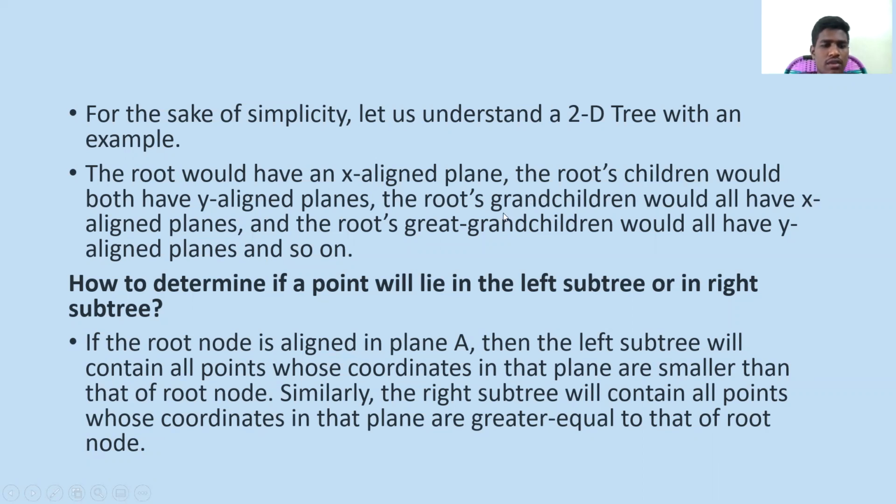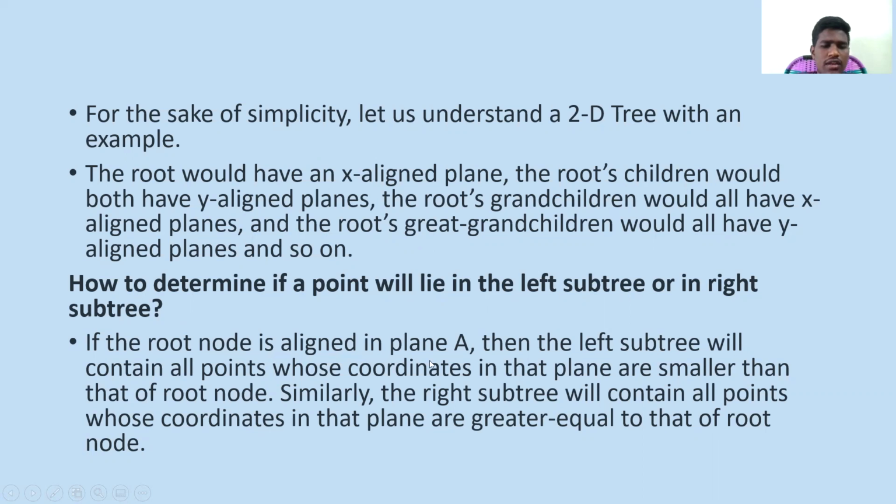Both have a y alignment plane, and their children would have the x alignment plane, and the great-grandchildren would have the y alignment plane. Similarly, as the tree grows, it alternates between x and y. How to determine if your point lies in the left subtree or right subtree? Here it is simple, same as the BST, that is, the binary search tree.